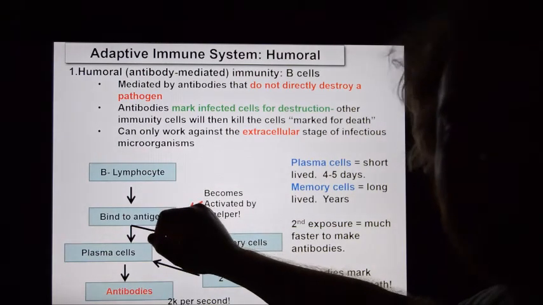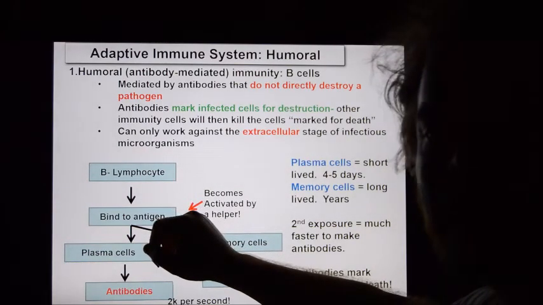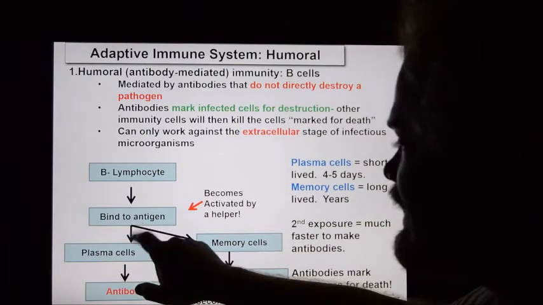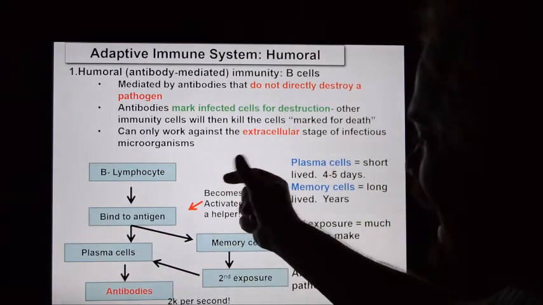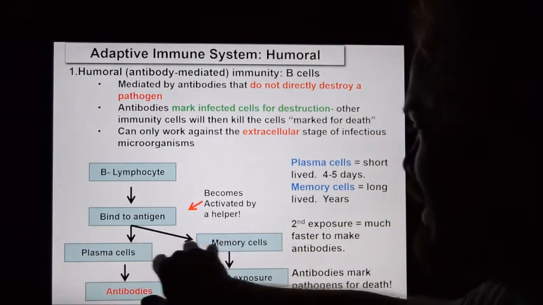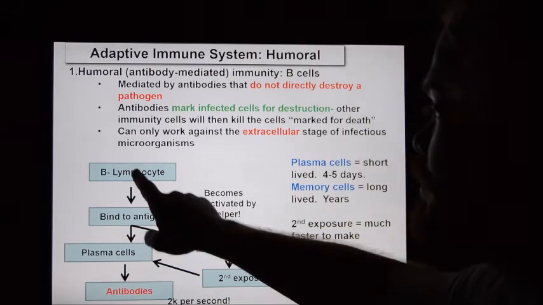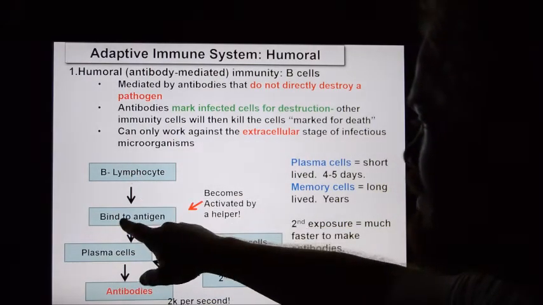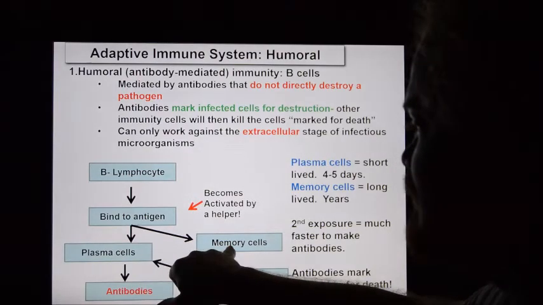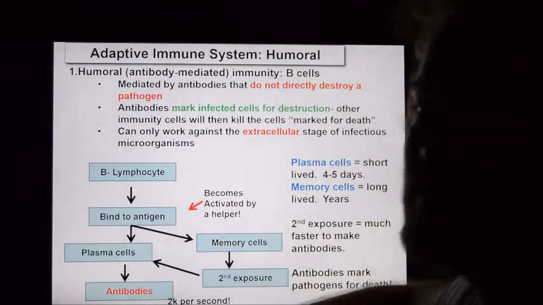Your body is naive. It has to learn about this foreign pathogen. So it will bind to that foreign antigen and learn what that antigen looks like. It will become activated by a special cell, and then it'll go boom and differentiate into plasma cells and memory cells. So B cells become educated, they are activated, and then they differentiate into lots of plasma cells and a few memory cells. So what does this do?